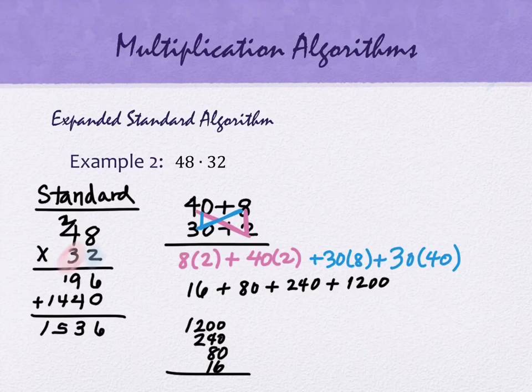If I go on the right-hand side, I've got a 6. 4 plus 8 plus 1 is what? 13, and I carry my 1 or regroup my 1. 2, 2, and 1 is 5, so there's my 1536.